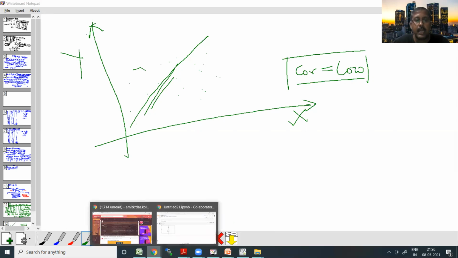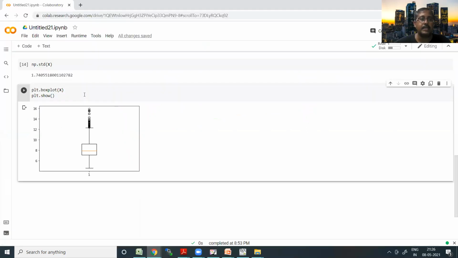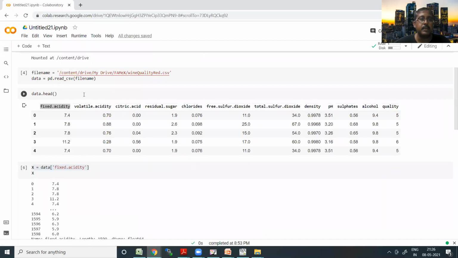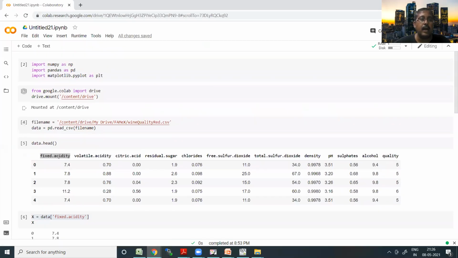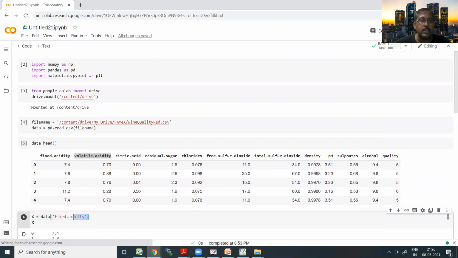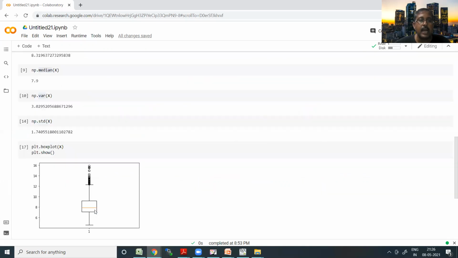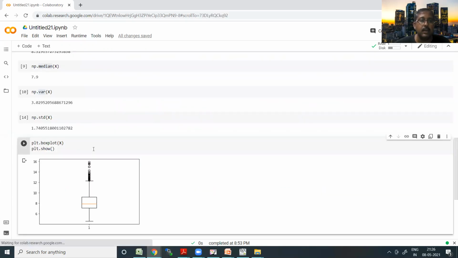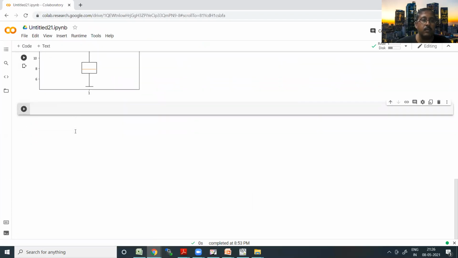If I just take the same way as I took x, and the x represented fixed acidity. Now say I do a y and I do a volatile acidity. So this is fixed acidity x and I do a volatile acidity. So let me put y is equal to, or rather let me just copy paste that and make that as y.